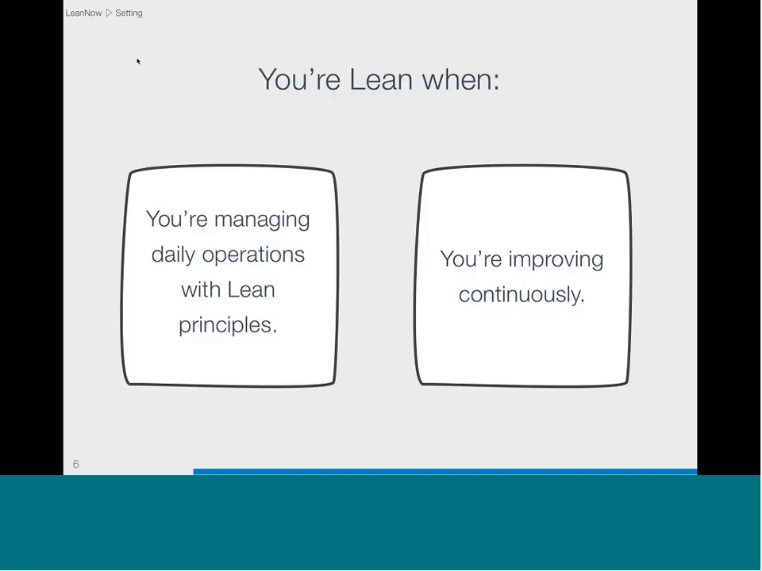So when I say become lean in 30 days, what I mean is that you're managing daily operation with lean principles and you're able to improve continuously. So there's lots of things that you may still need to do. You may need to reorganize the workplace. You may need to reduce more waste. And that's great, that can come after we're operating with lean principles. But what I'm trying to do with lean now is get right to the point when we're able to operate with lean principles effectively.